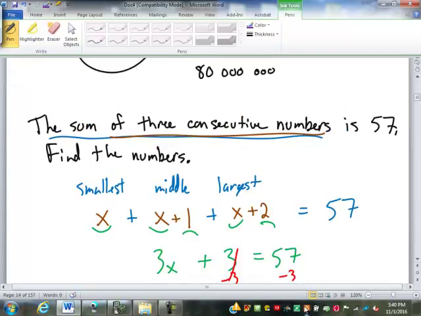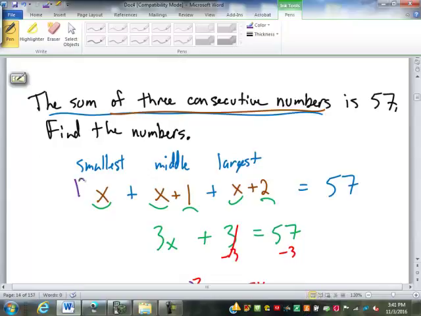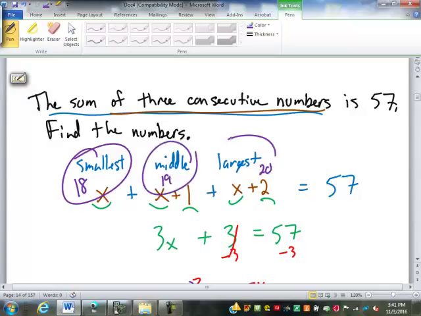No, it says find the numbers. We found x is 18. That's the smallest number. x plus 1 would be 19. That's the middle number. Of course, 20 would be the largest. So the tricky part of those is just defining the variables. The math behind them, once you have the variables defined, is relatively simple.